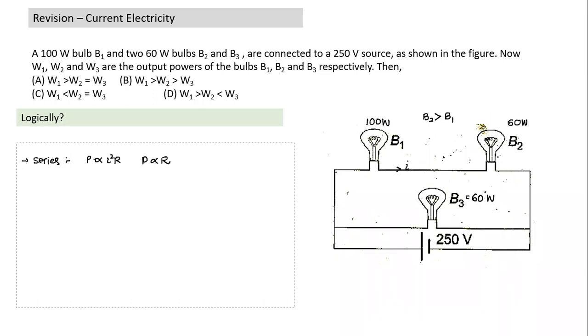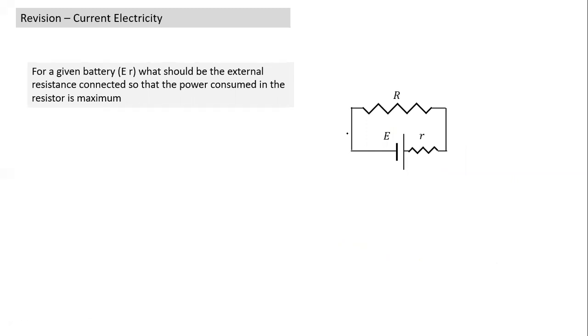Now we compare B2 to B3. B2 has a voltage lesser than 250. B3 has the full voltage of 250. So B3 will be brighter than B2, with more power consumption. So that's the order. Very simply, we can get this order. We also understand from here that when they're connected in series, the lower wattage bulb gets more power.